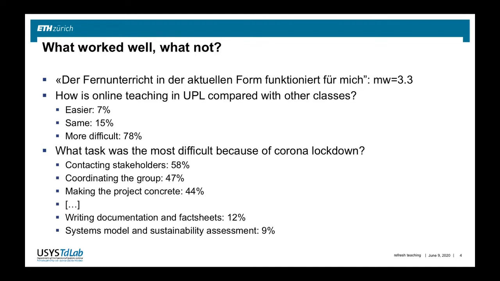Then we tried to ask in more detail what causes these difficulties, what parts of the class are specifically difficult, and we just had a list and had them rate it. As you can see, parts that require interactions, be it contacting stakeholders, outside people from the Engadin, coordinating the work in the group, or working specifically on the project, are difficult. Parts that can be done by a clever division of labor, like writing a documentation, writing fact sheets, building a system model, or doing a sustainability assessment where we have clear procedures, are easy to do in a lockdown situation. So my take home is that parts that are well structured, where you can do a division of labor, can be done very easily. Parts that require close collaboration or co-production of knowledge are more difficult.